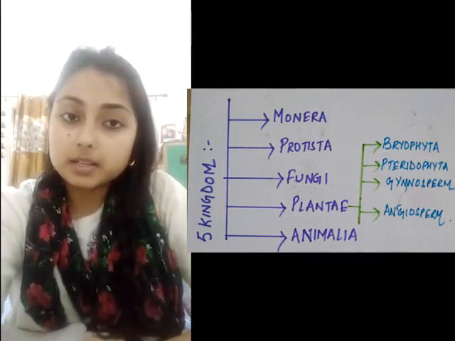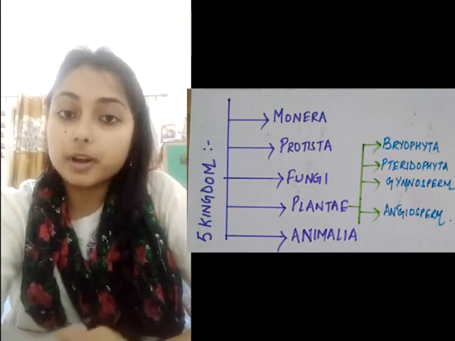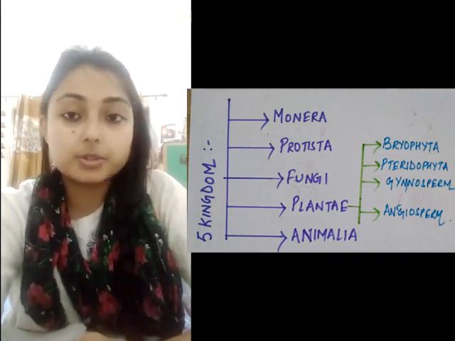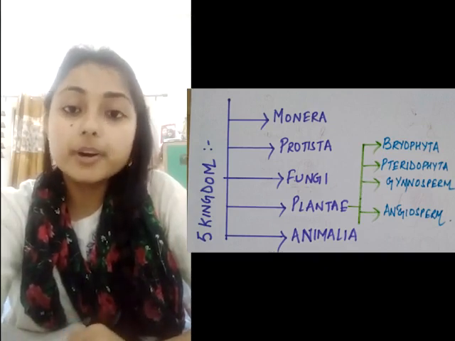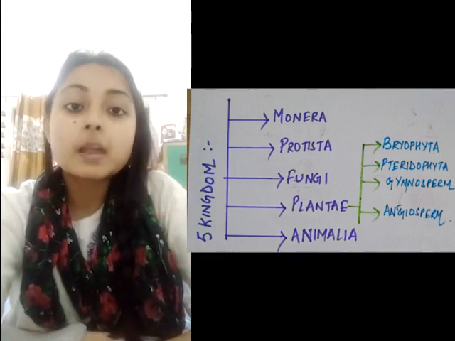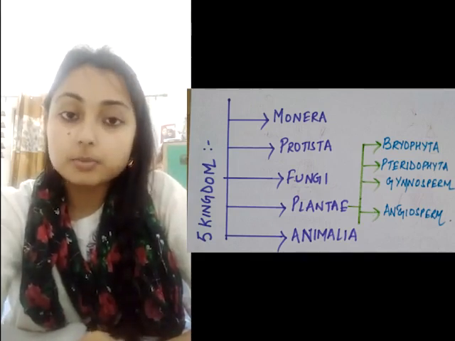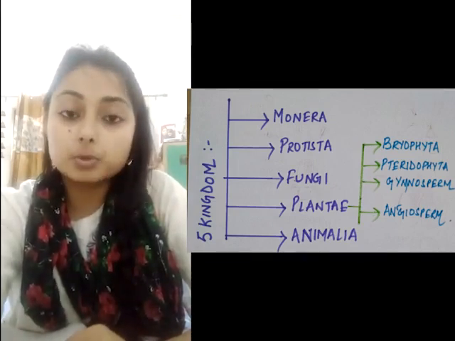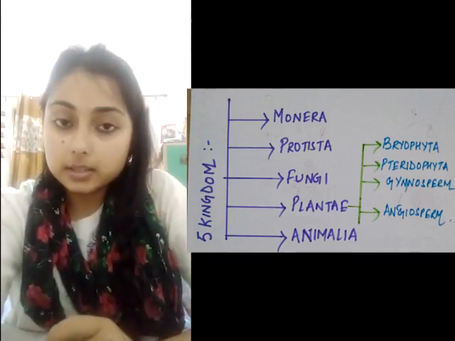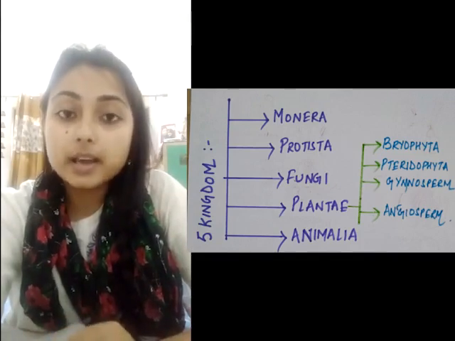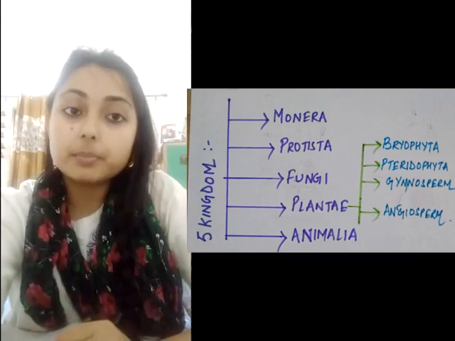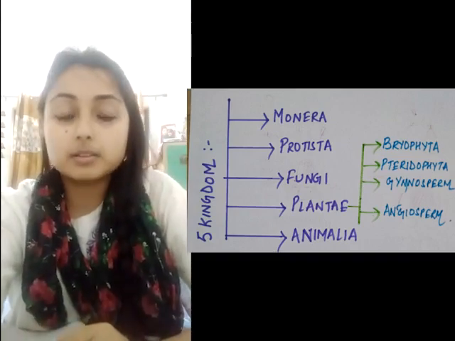So the kingdom Plantae is divided into Bryophyta, Pteridophyta, Gymnosperm and Angiosperm. Bryophyta, they are plants without root, stem, leaves and flowers. Pteridophytes are plants with feather-like leaves and they are mostly terrestrial. Gymnosperm, this category, the seeds they have are not enclosed inside the fruit. And Angiosperm, they are basically the flowering plants.